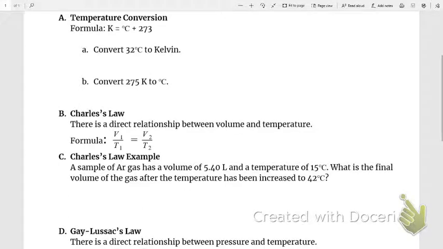Today we're going to work on two equations, Charles' law and Gay-Lussac's law, both of which include a new variable, which is temperature. So yesterday you mainly focused on volume and pressure.